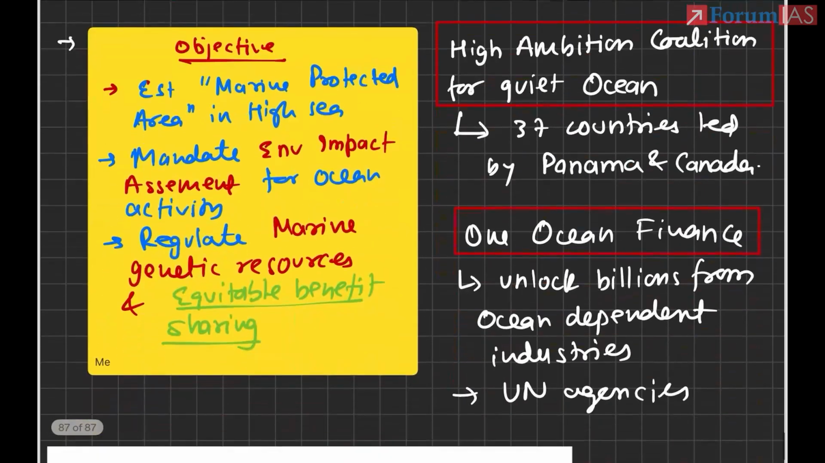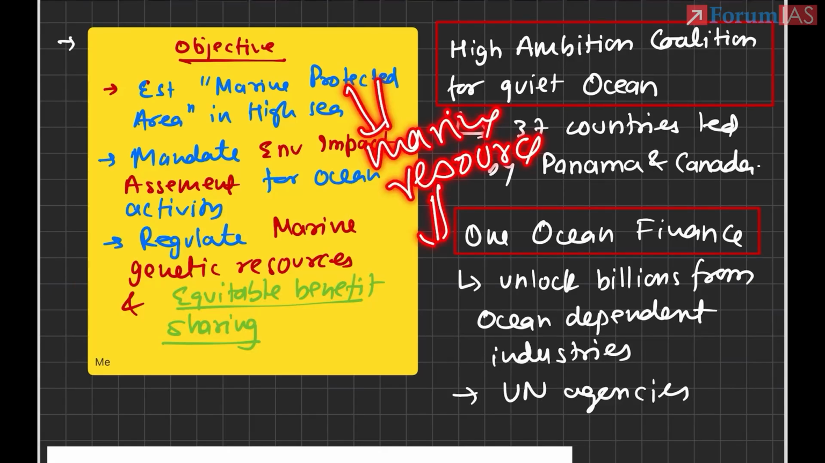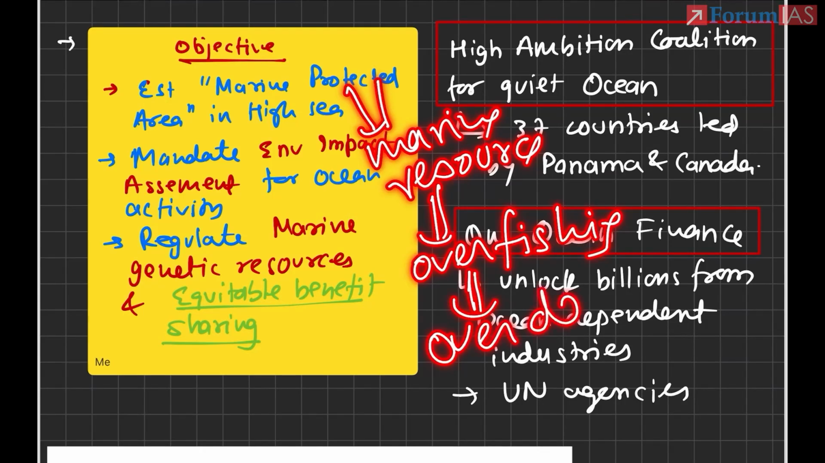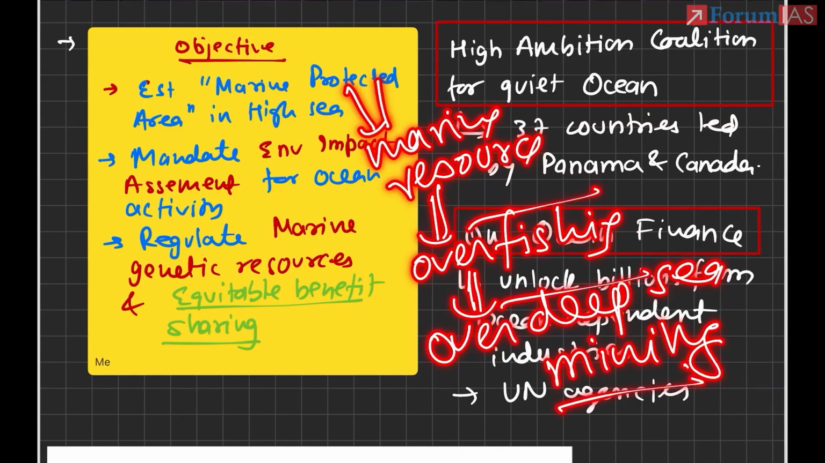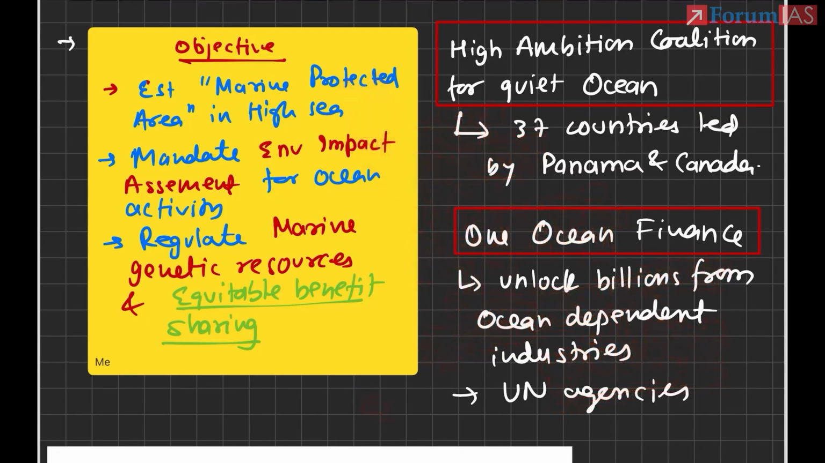Now, let us see what the objectives are. It will establish marine protected areas in the high sea, which will lead to protection of marine resources. It will prevent overfishing. It will prevent deep sea mining. It will mandate environmental impact assessment, which is presently conducted at the country level for ocean activity. It means that no country can come and just pollute the open sea.